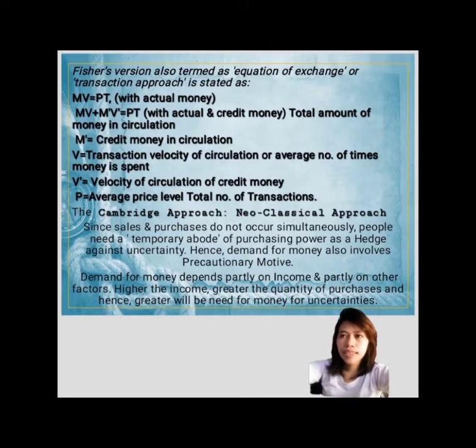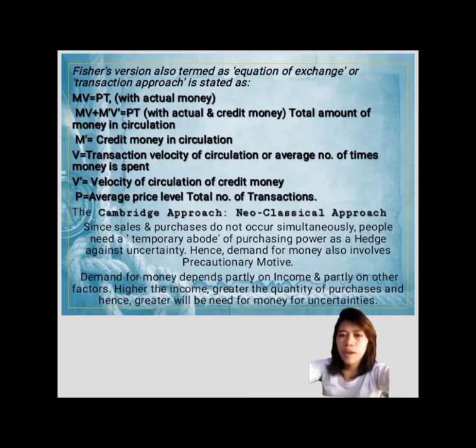The first version is also known as the equation of exchange or the transaction approach. It is written as MV equals PT. M means actual money, and MV plus M'V' equals PT, where M' is credit money in circulation. V is the velocity of circulation, the number of times money is spent. P is the average price level of transactions, and T is the number of transactions.